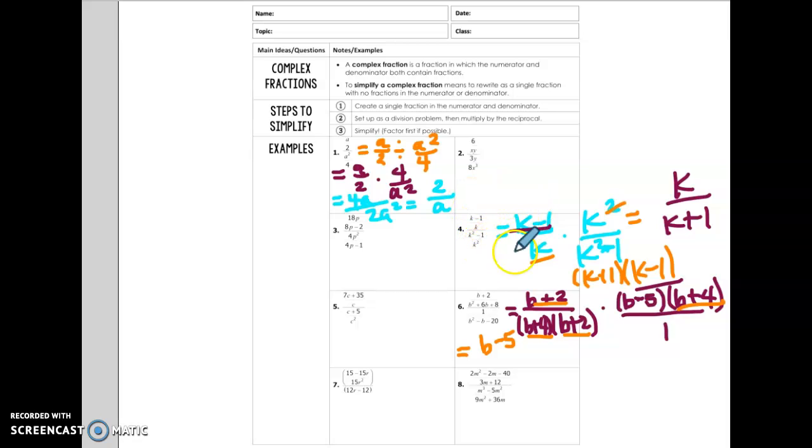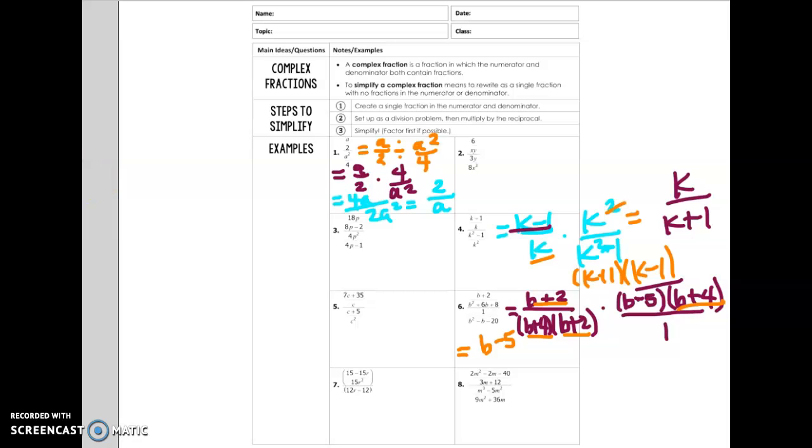Number 4, write the first one times the reciprocal of the second one, and then simplify. Okay, same thing for number 6. Write the first one times the reciprocal of the second one, simplify. Okay, so all those should be the same.